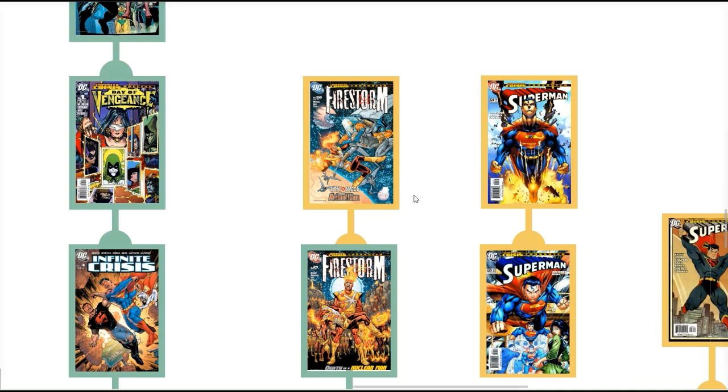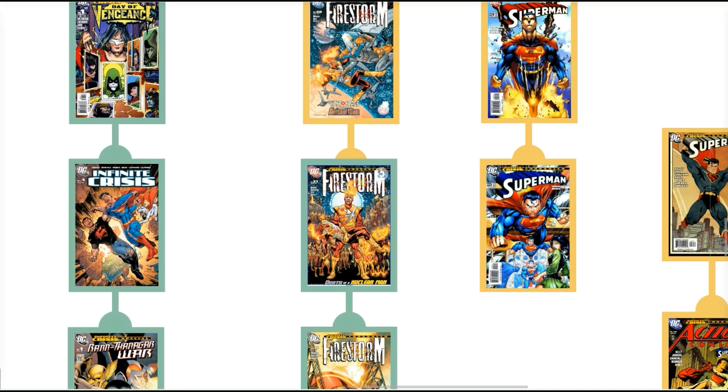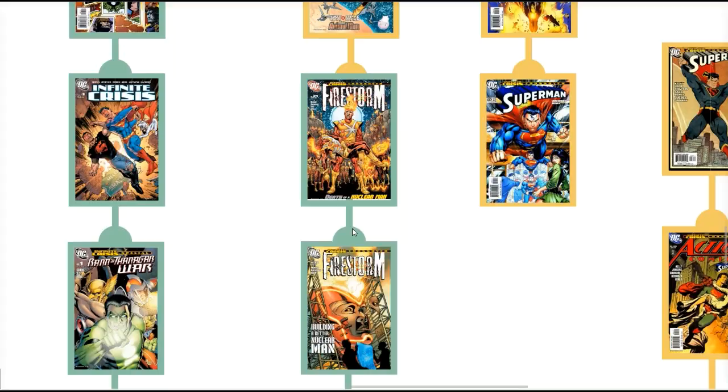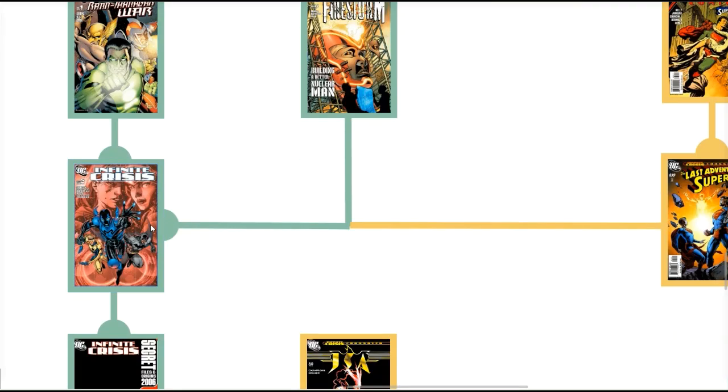So issue 20 is set before Outsiders issue 20, but it's set after the Rann-Thanagar War and is to be continued in Infinite Crisis 3 and 4. That's not helpful at all, is it? I'd recommend reading issue 20 and then reading issues 21 and 22, which are both essential issues. Very important stuff happens in that. And then issue 22 specifically says to be continued in Infinite Crisis 5. So it feels to me that's quite a sensible way of dealing with this.